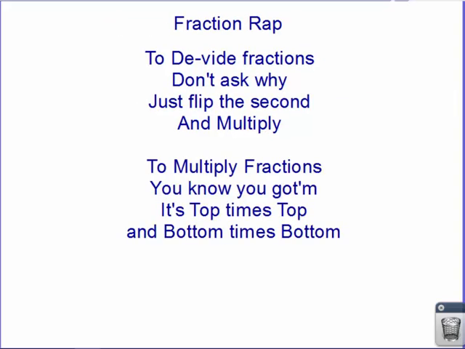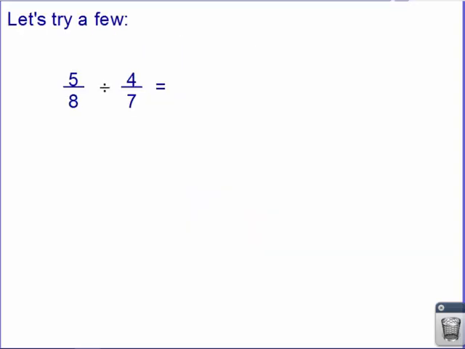So let's do the whole rap now. Okay, the rap that we learned today and the rap that we learned last time about multiplying. Here's how it goes. To divide fractions, don't ask why, just flip the second and multiply. To multiply fractions, you know you got them. It's top times top and bottom times bottom. And you'll notice in both of these, you have to have fractions. That's the key. So let's work a few questions and then we'll be done. So here's our first one.